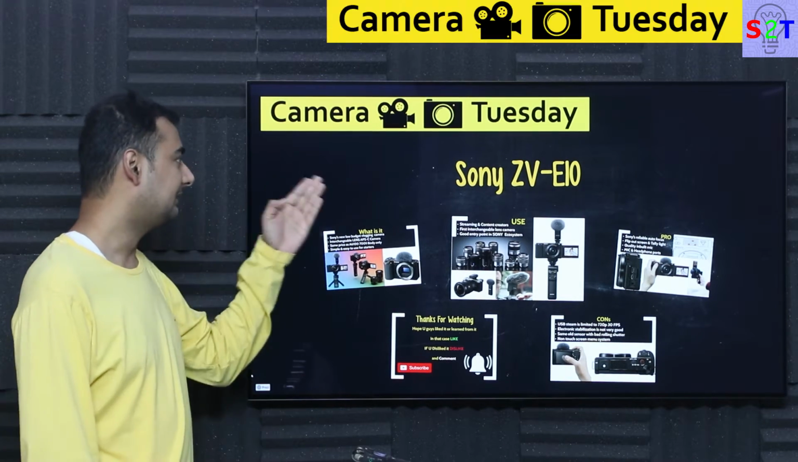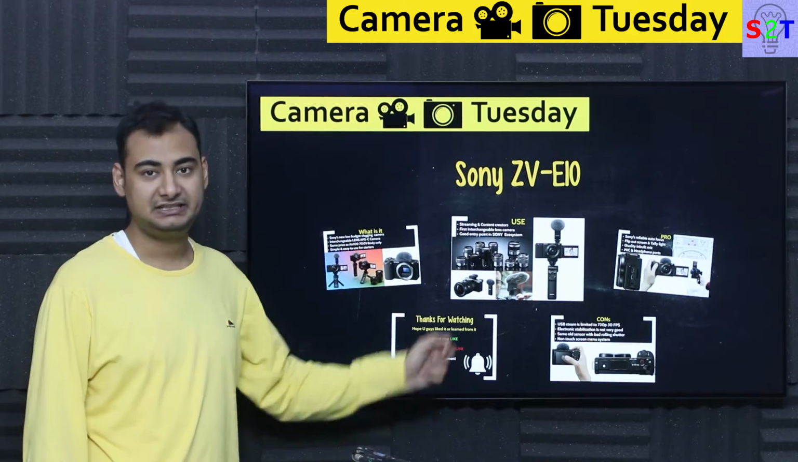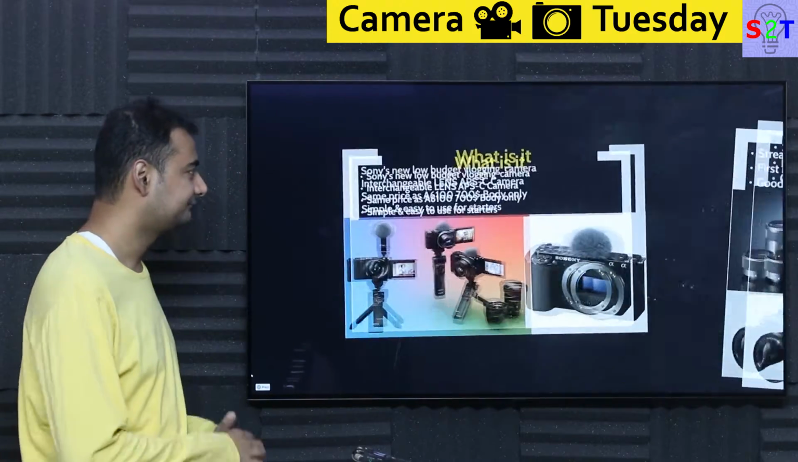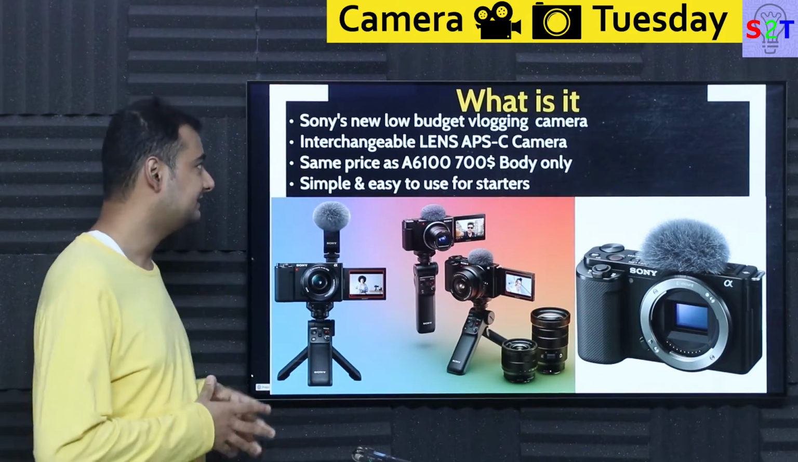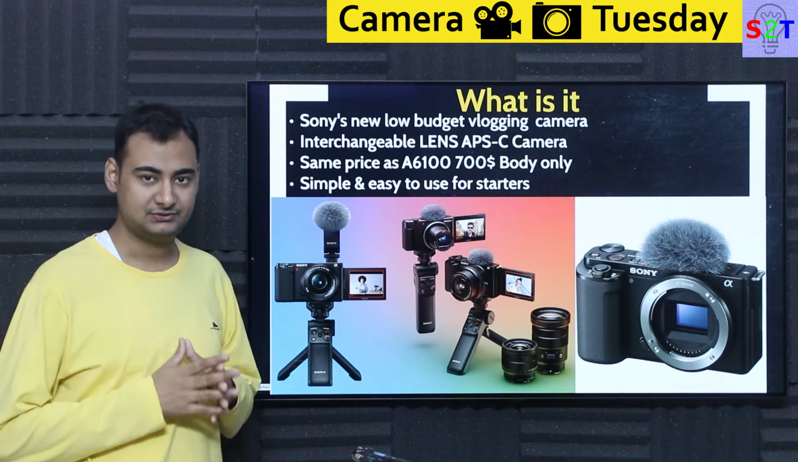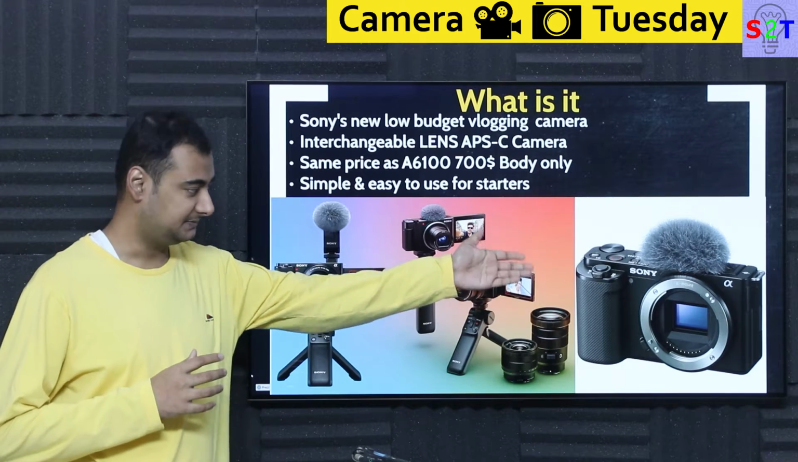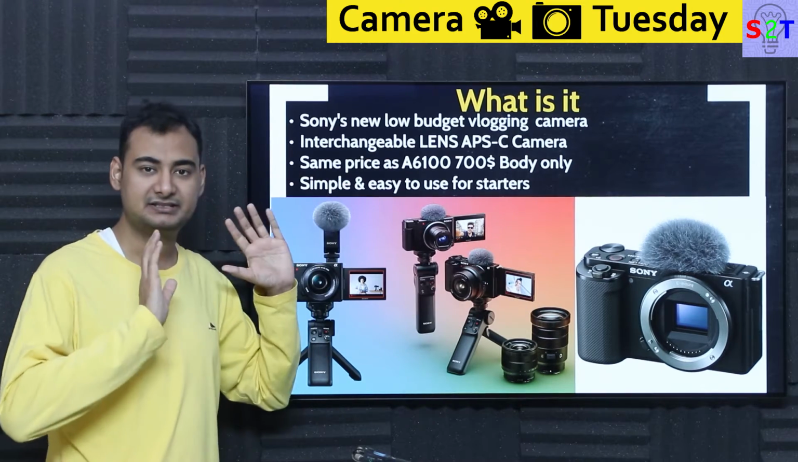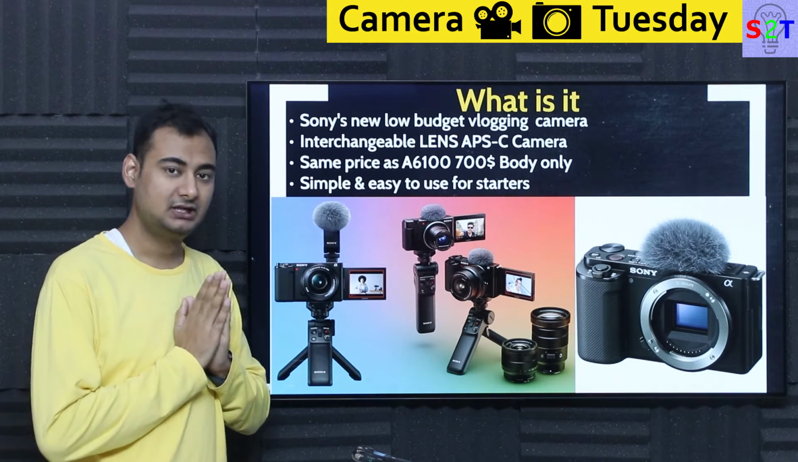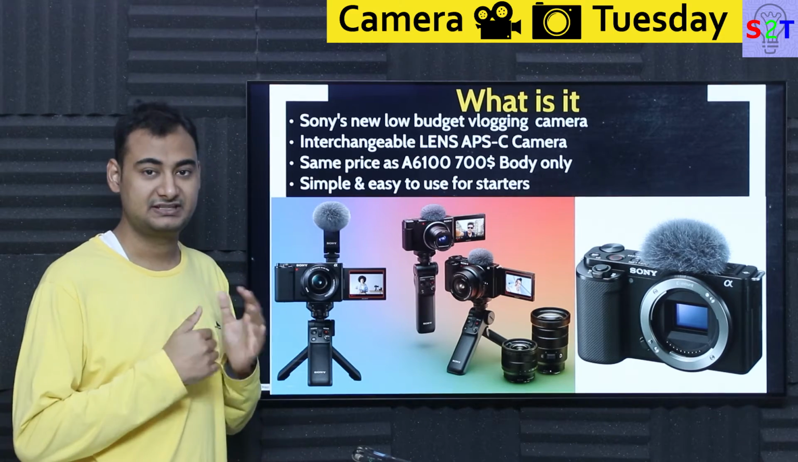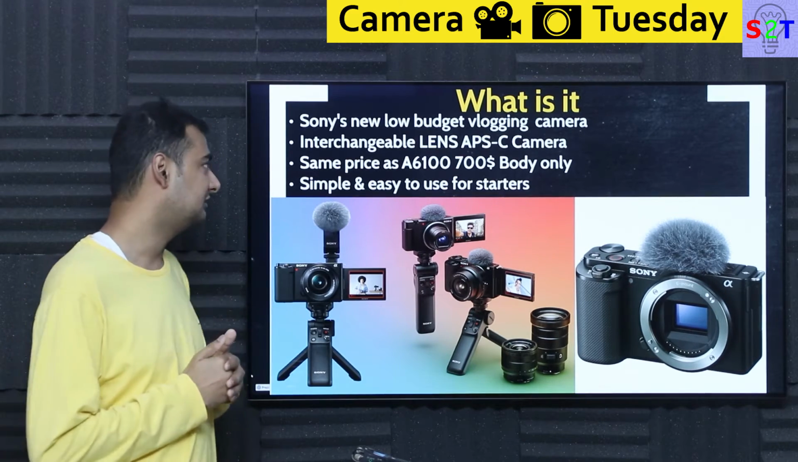In today's show, Camera Tuesday, we're gonna talk about the Sony ZV-E10. So let's dive right into it. Now, what exactly is this? This is basically a low budget vlogging camera, almost like how the Nikon D3100 was. Same thing here: APS-C sensor, interchangeable lens, and it's a vlogging camera. They are focusing a lot on making it video centric, and not to mention it's very beginner friendly.